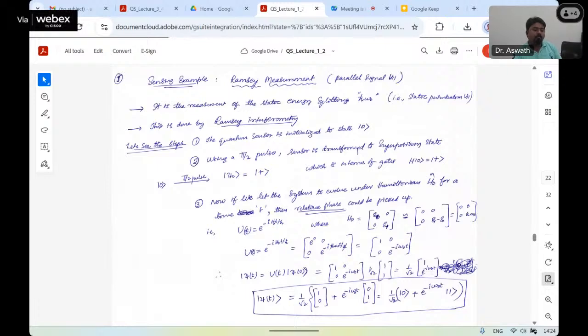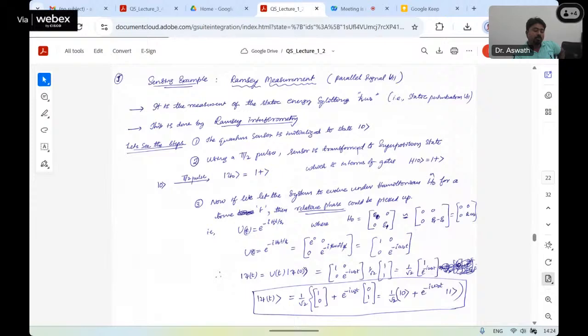Okay, fine. Now coming back to the examples, like I said, we will discuss the examples here. Let's say I want to find out the effect of the parallel signal V parallel, which you see on the title. This is actually called Ramsey interferometry.